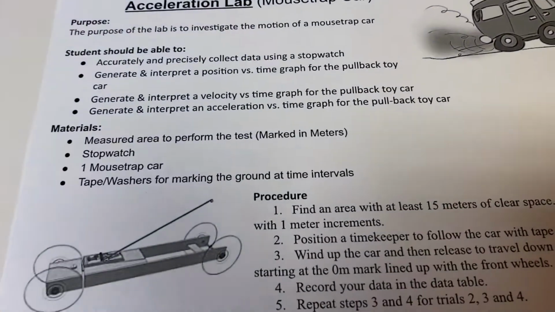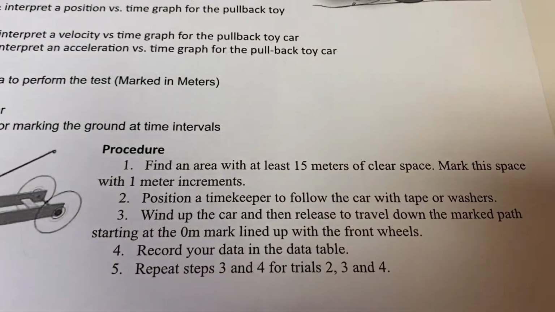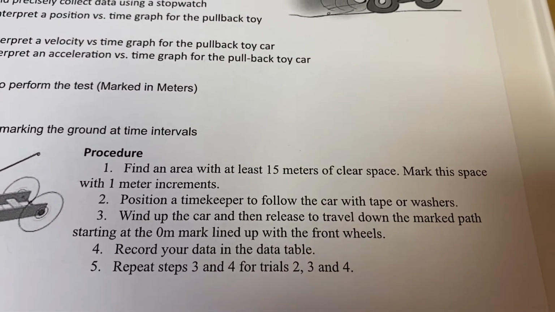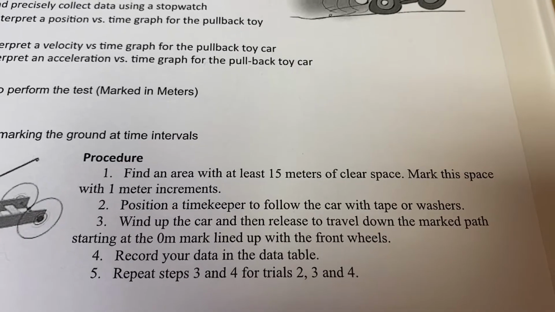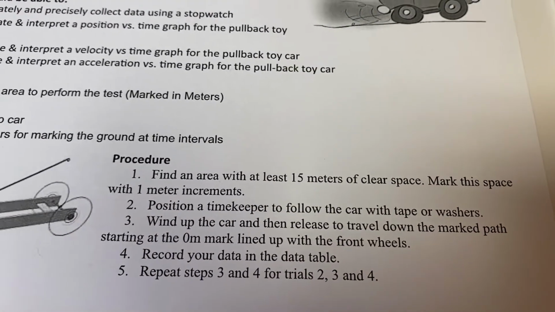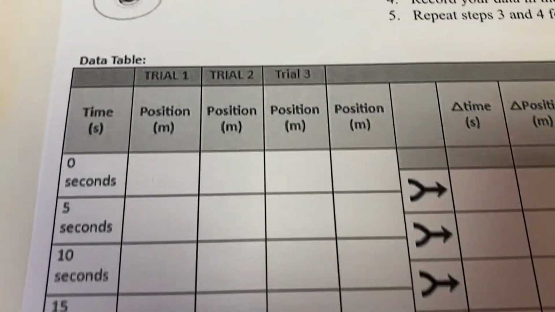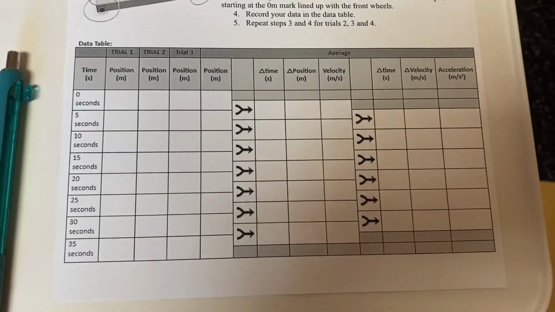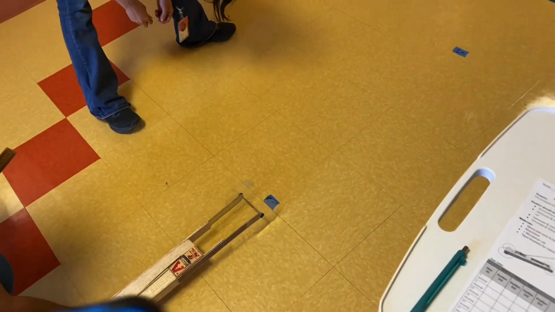So for the procedure, we've done the area. The timekeeper is going to follow the car with tape or washers. We're going to wind up the car, then release it as it travels down the marked path, starting at 0. Then we will record our data in the data table, and rinse and repeat for trials 1, 2, and 3. Your paper should look more or less like this, maybe modified by the time you see this. And we will begin. Hopefully we'll get it right on the first try this time.